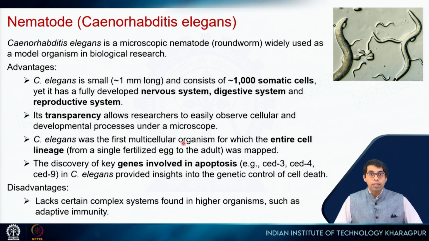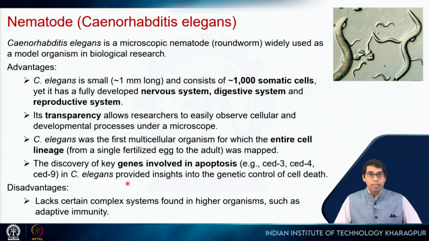C. elegans was the first multicellular organism for which the entire cellular lineage was mapped. From a single fertilized egg, one cell becomes 2 cells, then 4 and so forth. Where each cell goes, which cell is responsible for forming the anterior side and which cell is responsible for the posterior side, all of this was mapped for the first time for C. elegans. Discovery of key apoptosis genes, for example CED3, 4 and 9, was done in C. elegans, and it provided important insights into the genetic control of cell death, that is apoptosis.